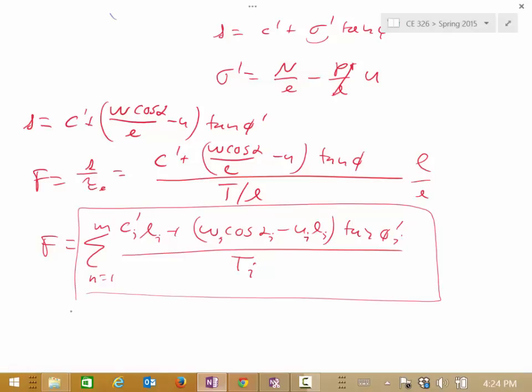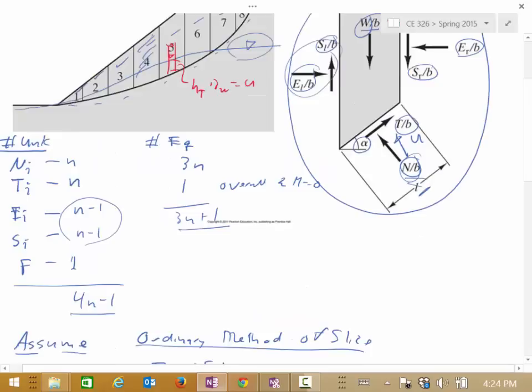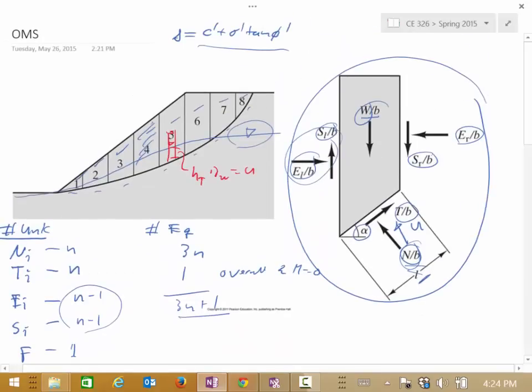So your job for next Tuesday is to write a spreadsheet. I've given you one problem in the textbook to do using the ordinary method of slices, and all you have to do is take your slope and divide it up into slices. There should be some obvious places you want to divide it up into slices.